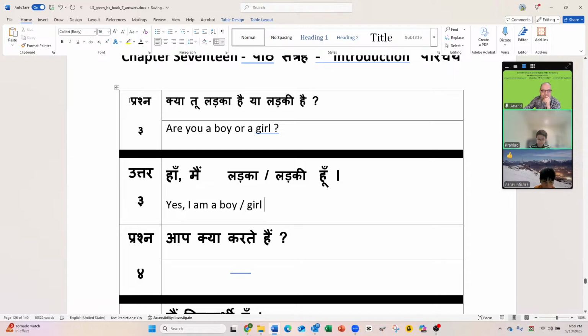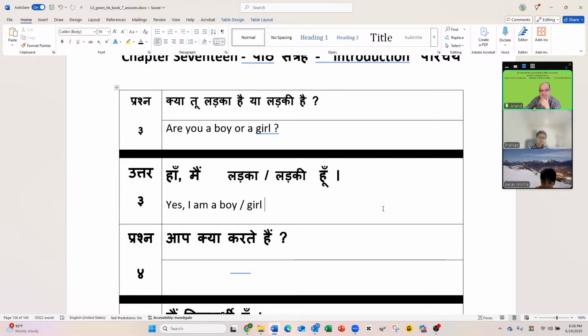Okay. Prahlad, read this word which I'm highlighting on the screen. प्रश्न. And what is this word? Uttar. Now, what does prashna and uttar mean? I don't know. Okay. Ara, what does prashna and uttar mean? A question and answer. In which language? Hindi or Urdu? I think that's Hindi.